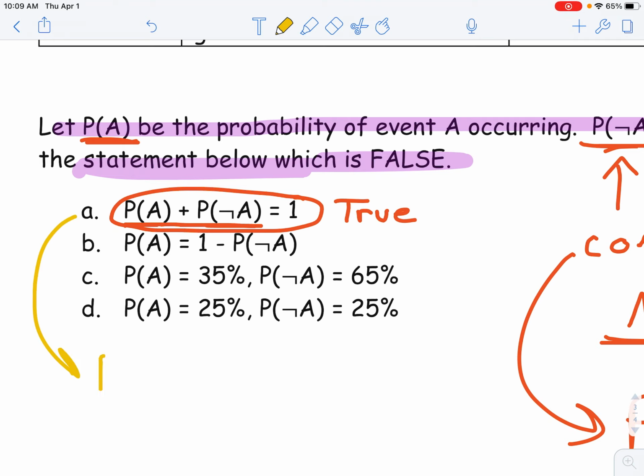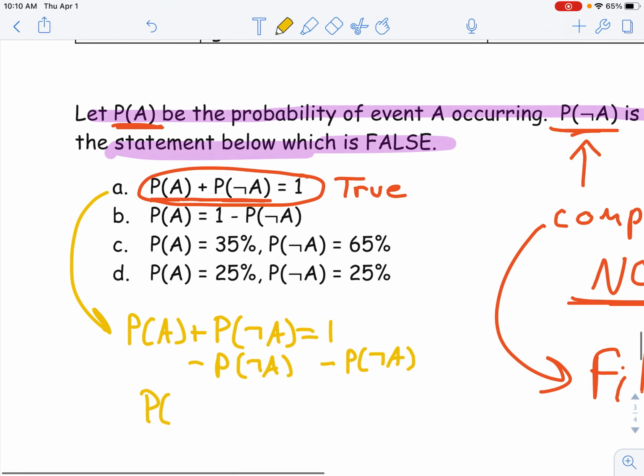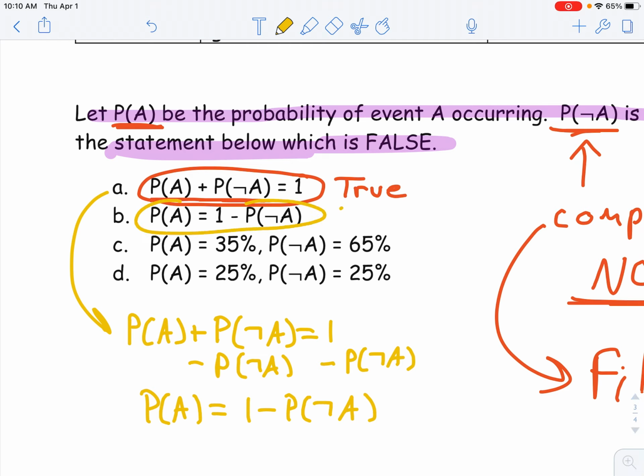Now, if we go here and solve for A, the probability of A occurring, you just subtract the probability of the complement of A from both sides. So why did I do this? Because I wanted to show that this next statement is also true. Now remember, A and not A happening, A and the complement of A, fills up all the way to 100%.